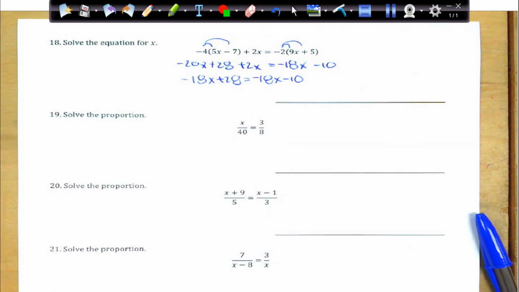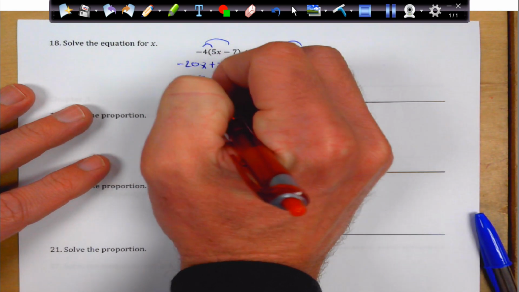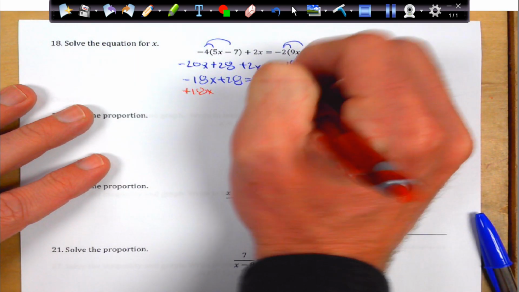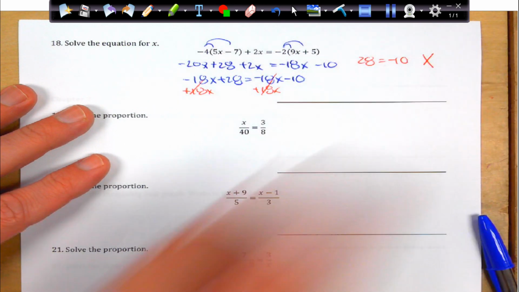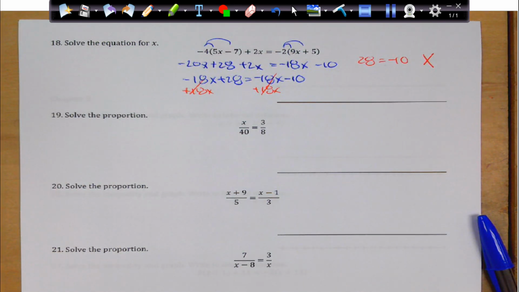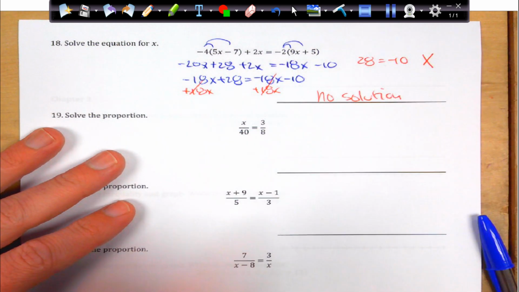Again, we see that the variable has the same coefficients. When I add 18x, we get them to cancel out. But this time we get 28 equals negative 10, which is false. That does not work, so this is no solution. Okay, so there's the two differences right there.